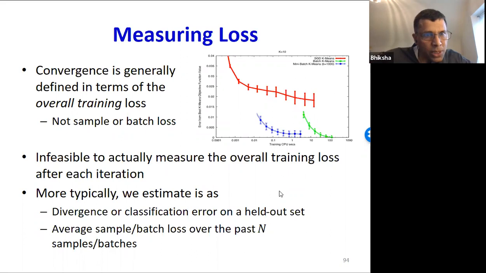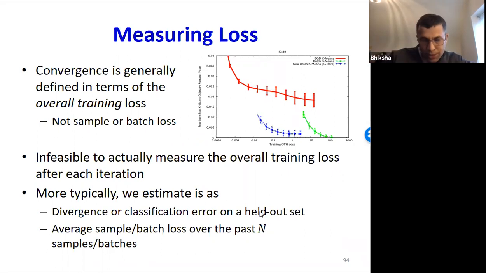Now, there's this issue of how do you actually define convergence. Convergence is defined in terms of the overall training loss, not on sample or batch losses. And regardless of whether you're doing SGD or mini batches, you can't really compute this, because this would mean that after every update, you're going to pass your entire training data through the model and compute the average loss on the entire data, which is kind of stupid, right? So we usually come up with various kinds of heuristics to estimate the loss.